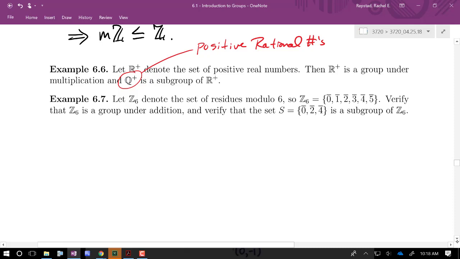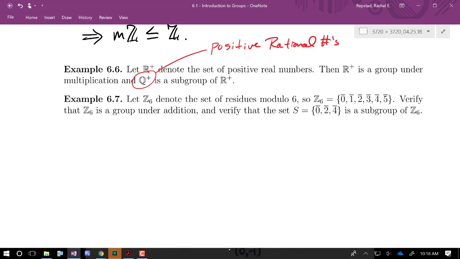All right, so let's look at these residues mod 6. We looked at these, I think, in chapter 2. So we know that Z6 consists of 0, 1, 2, 3, 4, 5, right, where these are representatives of the equivalence classes when we defined that equivalence relation. So we're going to verify that this is a group under addition. Let's do that first, and then we'll look at that subgroup. So is Z6 a group?